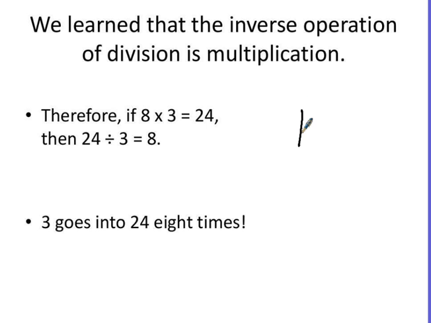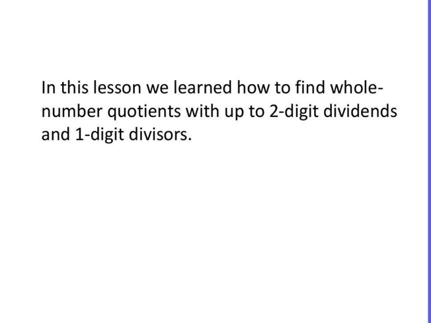Okay, so let's review. The problem should have been written as 24 inside of the house because it's our dividend, 3 outside of the house because it is our divisor, and the quotient we found out was 8 should be on top of the division house. And remember to keep that 8 on top of 24 and not 2 because 3 does not go into 2 8 times. So in this lesson, we learned how to find whole number quotients with up to two-digit dividends and one-digit divisors.